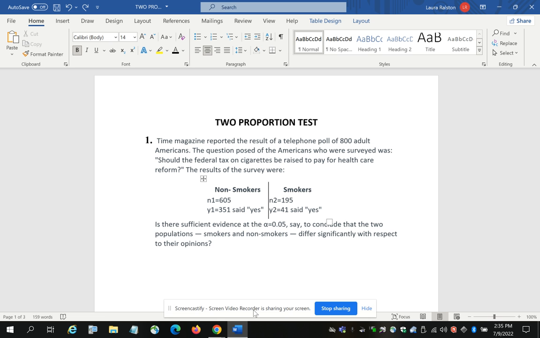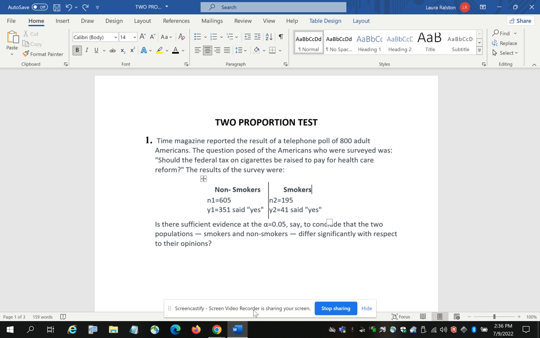Step two, you identify the information you need. Then you use Minitab to calculate your test statistic and p-value. You make your decision and write your final conclusion. So we begin by reading the example. So this one says, Time magazine reported the result of a telephone poll of 800 Americans.